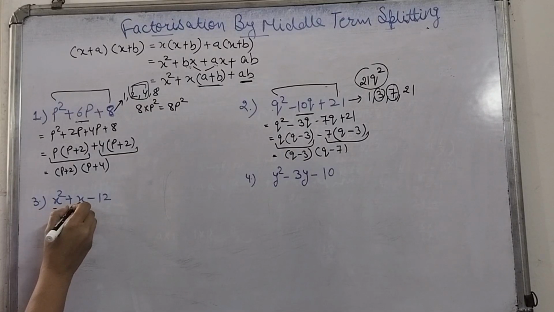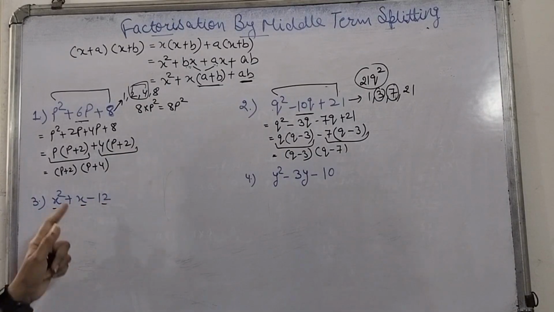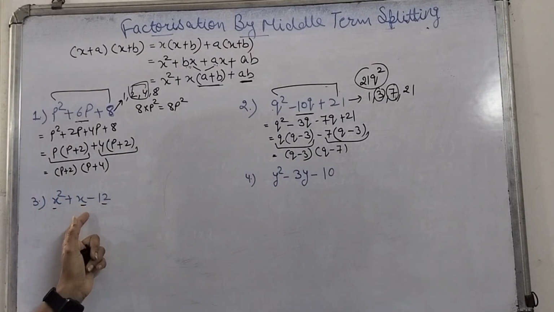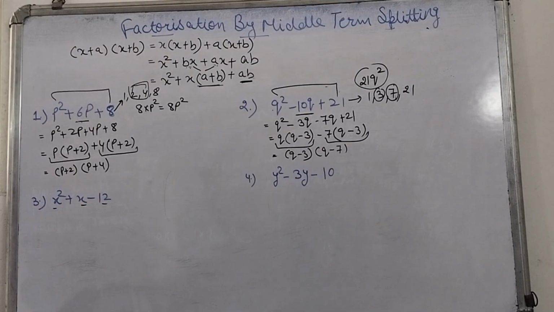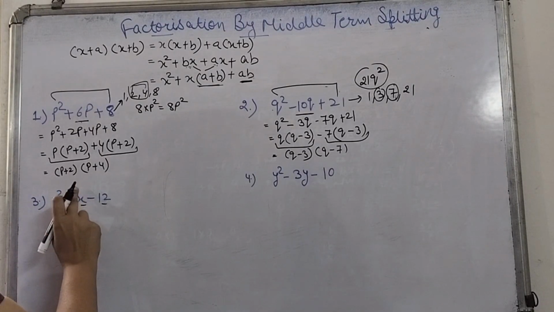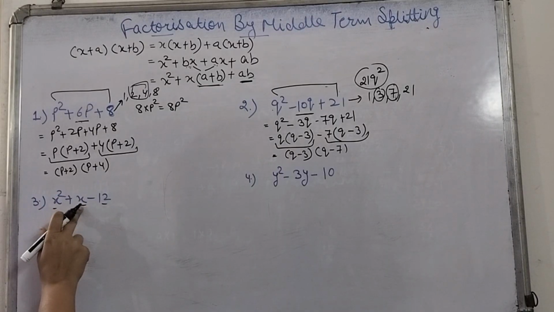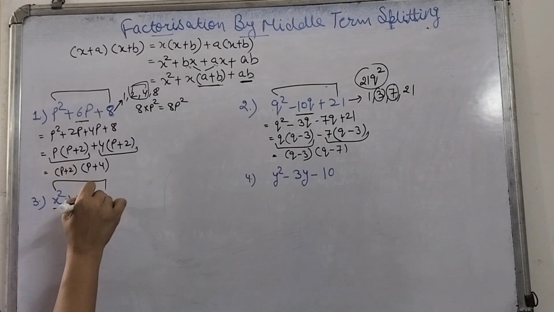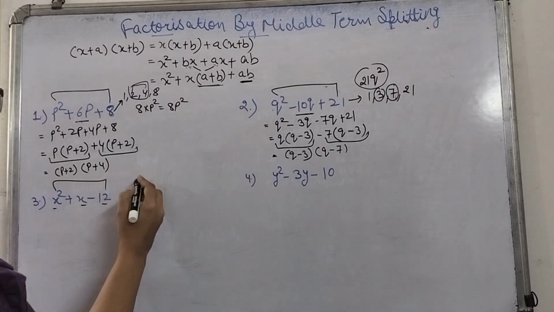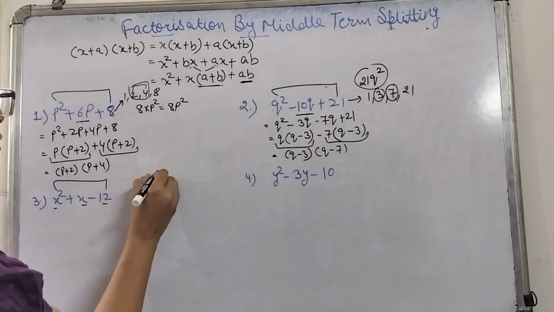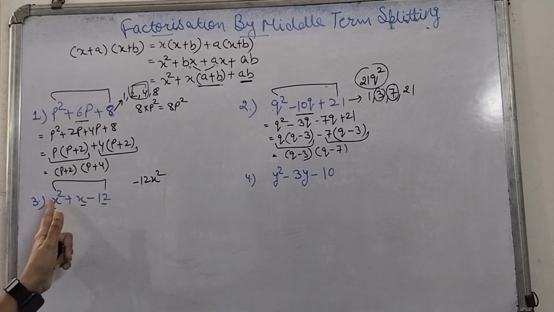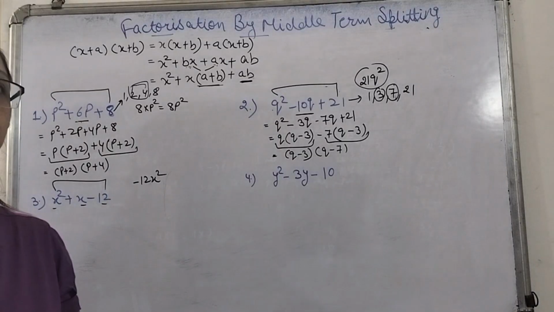It is x square plus x minus 12. Here the middle term is plus x. Plus x means plus 1x, even we can say. That means we have to split this x into two parts such that the sum should be equivalent to x and the product should be equivalent to the product of the first and third term, that is minus 12x square. The product should be minus 12 multiplied by x square, that is minus 12x square.